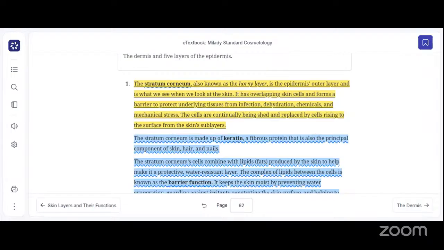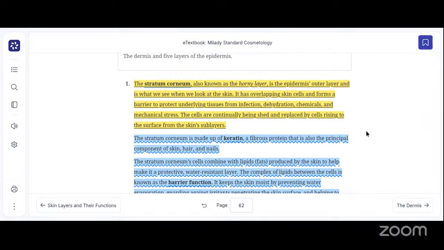So those individuals that fall in that category, it's even more a case of making sure that the skin repair is continual. Okay, so get rid of that old skin, so new skin can come to the surface. Remember, we have to make sure we are protecting the underlying skin, the underlying tissues. Those other layers have to be protected from infection, dehydration, chemicals, and mechanical stress.